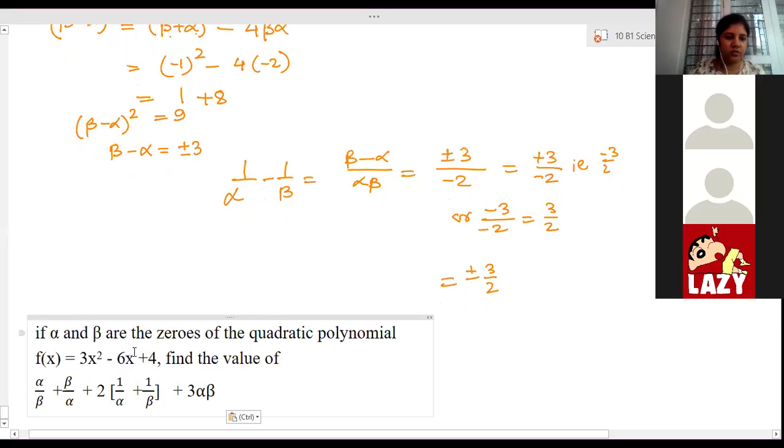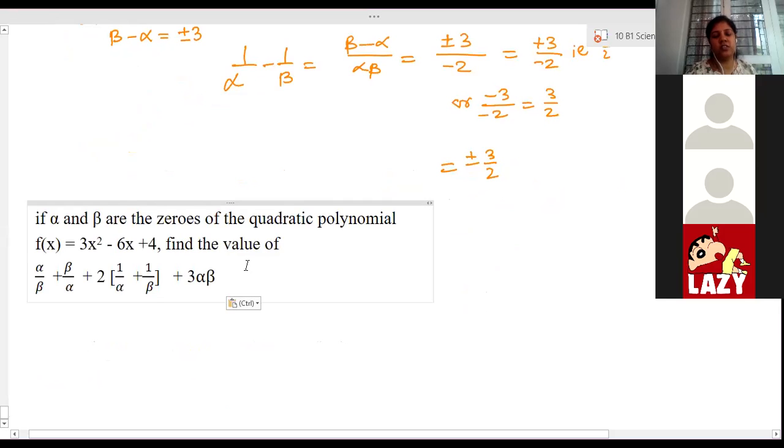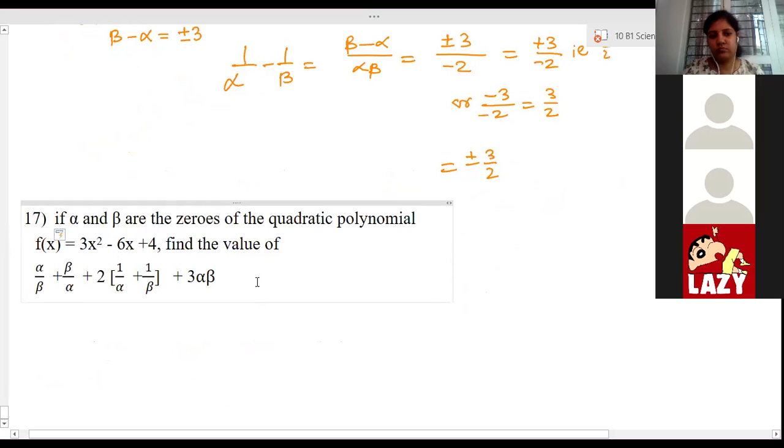Now you can solve further. This is the 17th question. Everyone change in your book, change the 17th question. The polynomial you have to change, and there is alpha by beta only written or printed. It should be alpha by beta plus beta by alpha also. Everyone change this.